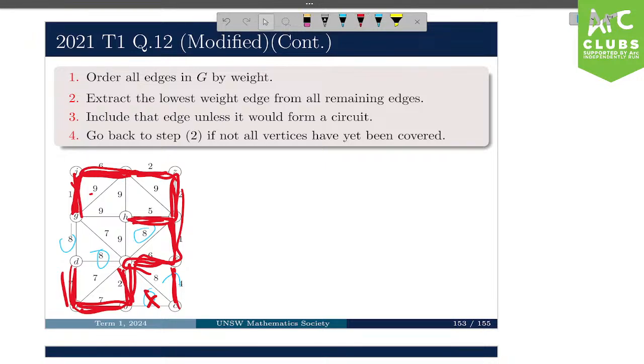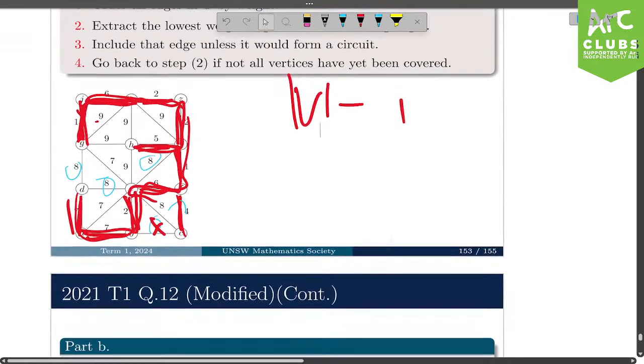As a property, the number of edges in your tree must be one less than the number of vertices in the entire graph. Cool. Any questions about that?